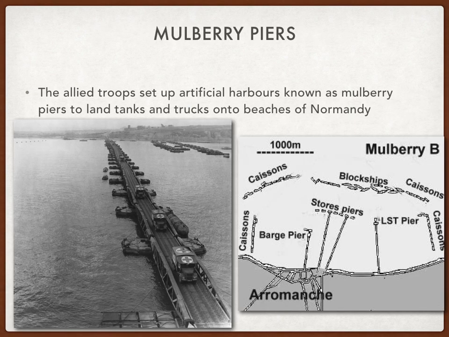Once the beaches were secured, Mulberry Piers were brought in. So these were artificial harbours, so that tanks and trucks could land on the beaches. And normally they were lined up side by side so that a truck or a tank could be driven off of a big boat and onto one of the beaches, and they could transport all of their equipment over onto the mainland of Europe.